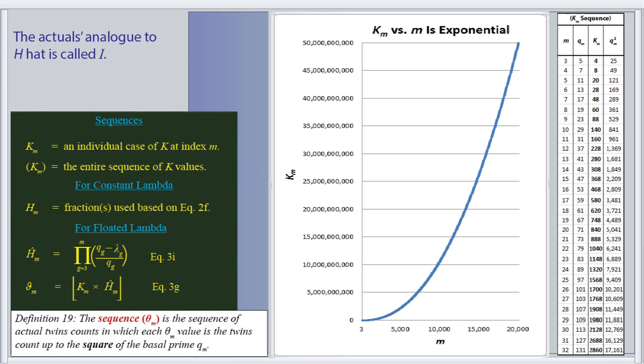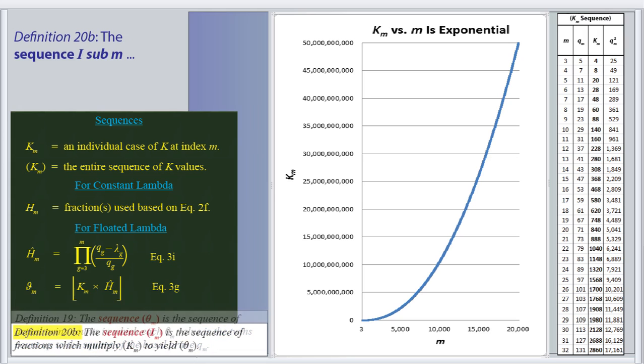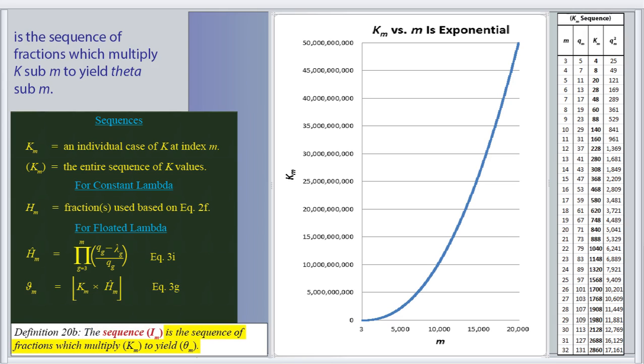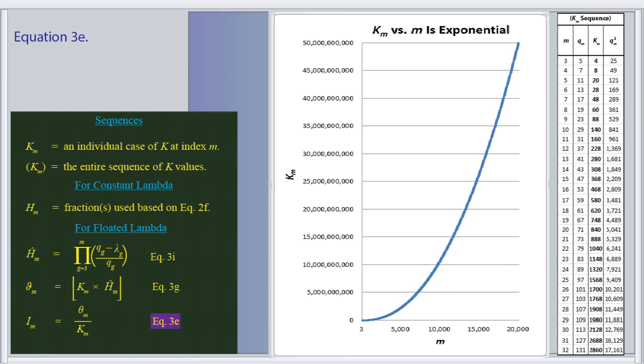The actual's analog to h hat is called I. Definition 20b. The sequence I sub m is a sequence of fractions which multiply k sub m to yield theta sub m. Because theta consists of actual counts, it's not calculated with a formula. Each I value is calculated from theta with the formula Equation 3e. I sub m equals theta sub m over k sub m. The sequence k is the first pillar in understanding the prime twin counts, and the I sequence is the second.